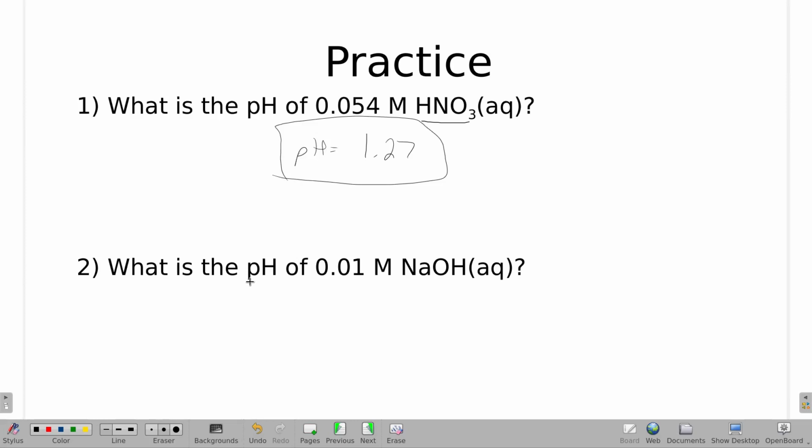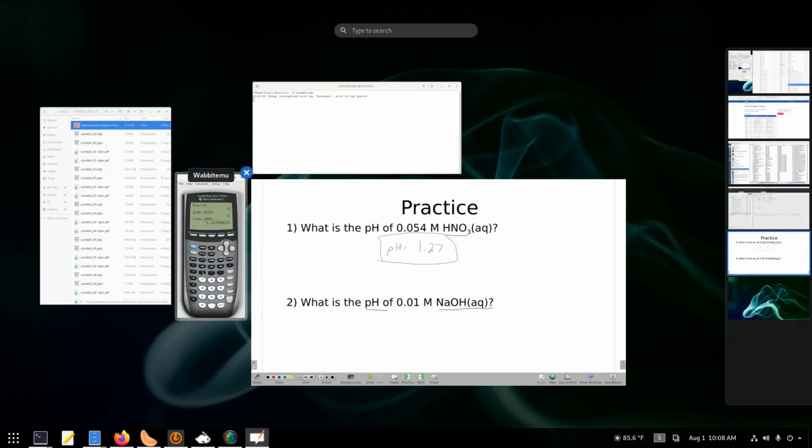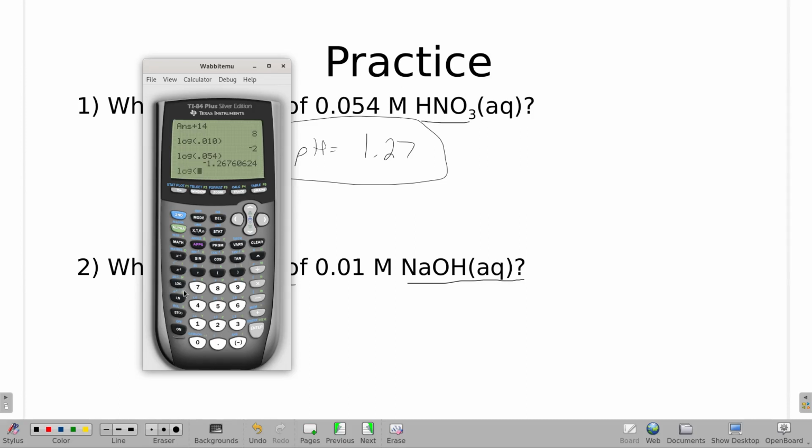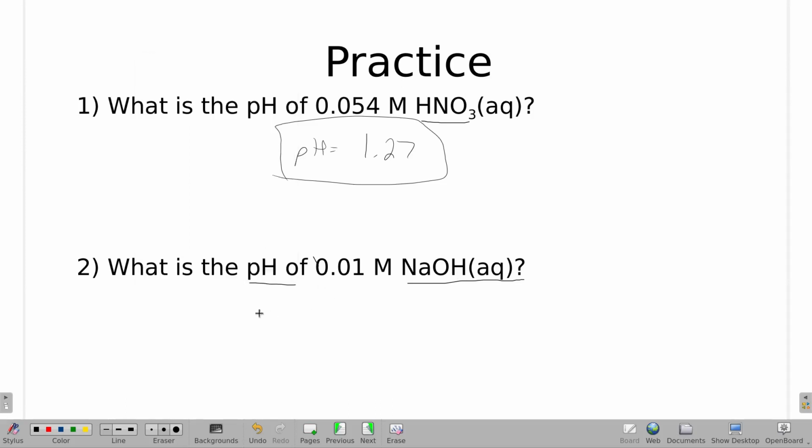Alright, trying to trip you up here. It asks for a pH and then gives you a strong base. From the concentration of the strong base, I'm going to get a pOH. So a log of 0.01 isn't the pH, it's the pOH because that's what's being produced here. So in this case, the pOH is 2, therefore the pH is 12, because 14 minus 2 is 12.